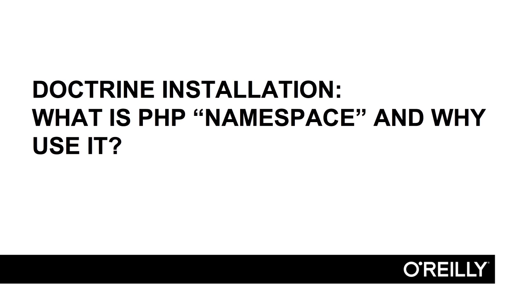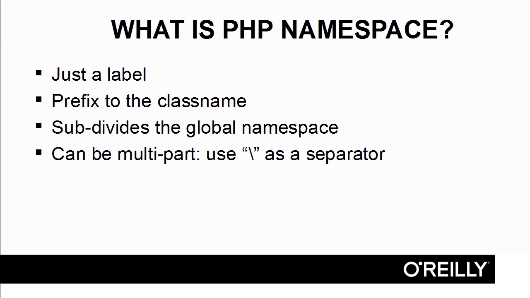In this lesson, we will discuss what a PHP namespace is and why to use it. In the simplest sense, a PHP namespace is simply a label which serves as a prefix to the class name. Traditionally in PHP, all class names, functions, constants, and variables were represented in what is called the global namespace. In other words, originally in PHP, there was only one allocation for classes, constants, functions, and variables.